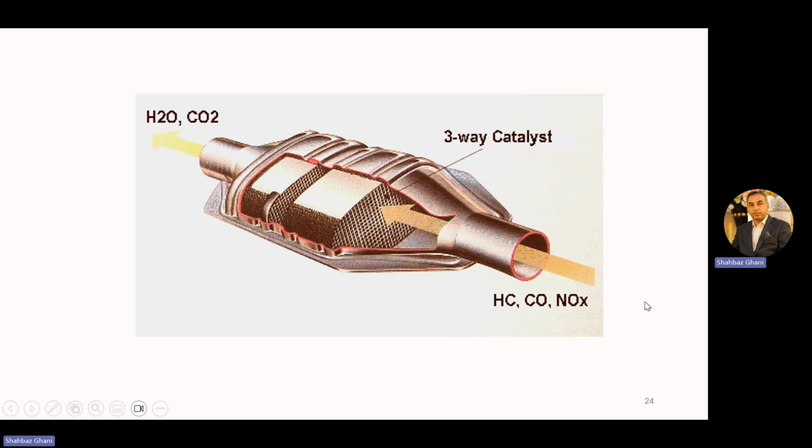So, we have hot exhaust gases coming in from this direction. We have a steel body case with a strainer. We have hydrocarbons, carbon monoxide, and NOx. Then we have a three-way catalyst here: platinum, palladium, and rhodium. The base material is aluminum oxide. And then at the end, we are getting H2O and carbon dioxide.